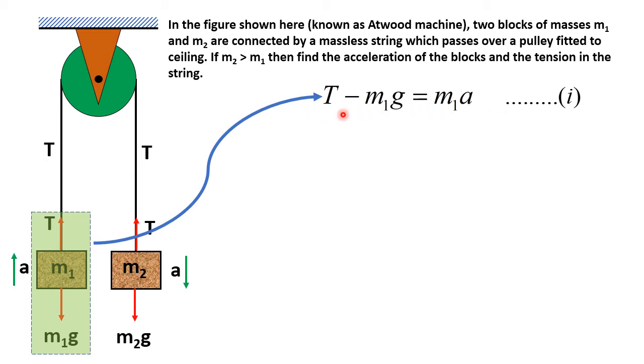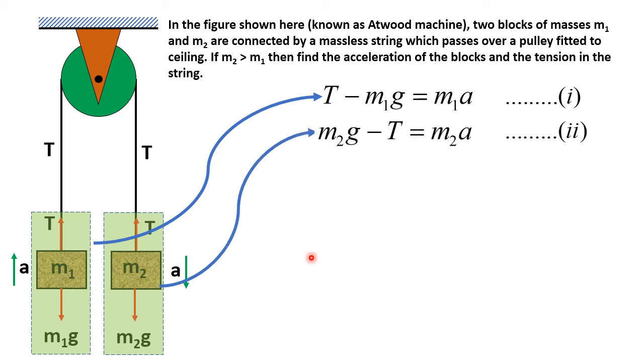Now you may think why net force is T minus M1G, why not M1G minus T, the opposite way? Because acceleration of the block is in the upward direction, so therefore the upward force must be bigger than the downward force. That is why T minus M1G. Applying the same logic to the second block M2, acceleration is in the downward direction, so therefore the force M2G must be bigger than the tension T. Therefore the equation for the second block must be M2G minus T is equal to M2A.